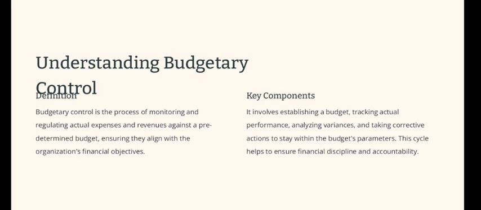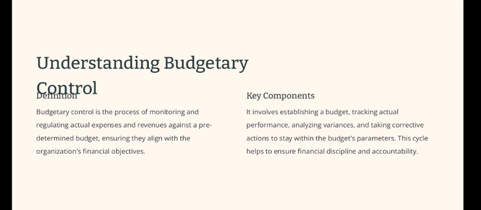Key components: it involves establishing a budget, tracking actual performance, analyzing variances, and taking corrective actions to stay within the budget's parameters. This cycle helps to ensure financial discipline and accountability. If any country applies the best budgetary control policies, it ensures financial discipline and accountability.